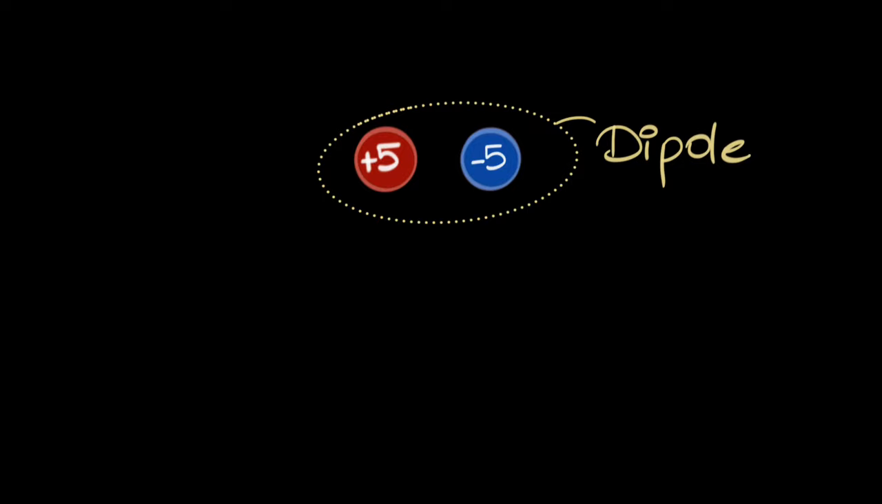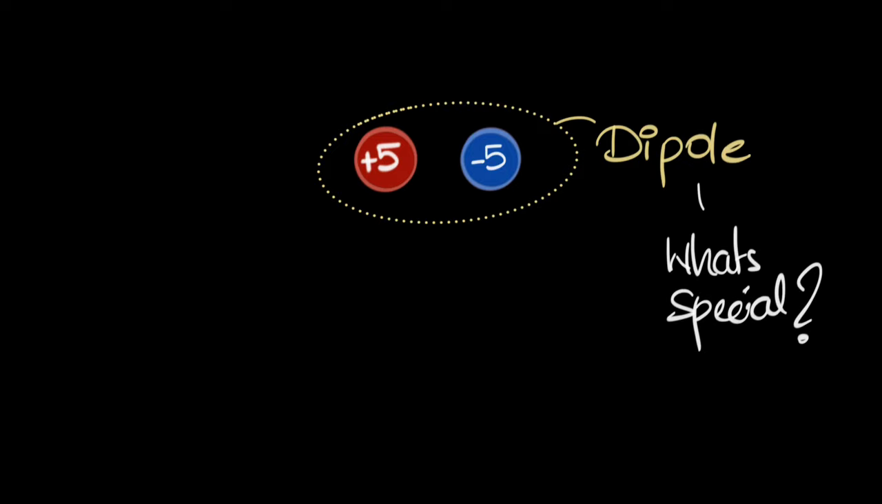Two equal and opposite charges separated by some distance is called an electric dipole. Di means two, so think of it as like two opposite poles of electricity. But my question has always been, what's so special about these dipoles?